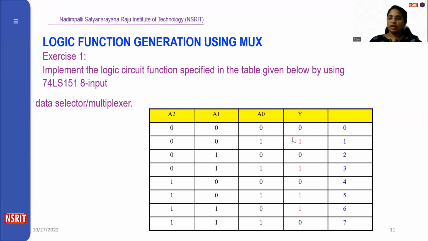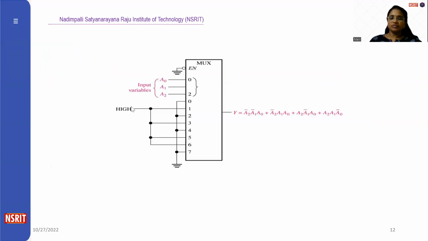The output of y equals 1 for the selection line 0, 0, 1. So 0, 0, 1 means it will select the D1 bit. 0, 1, 0 means it will select the D2 bit. So the D2 bit equals 0. Here the D1 bit equals 1. So similarly, for a high input, I am applying a 1 here, 3 here, 5 here, 6 here.